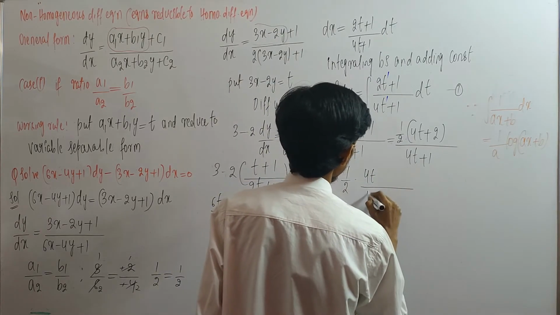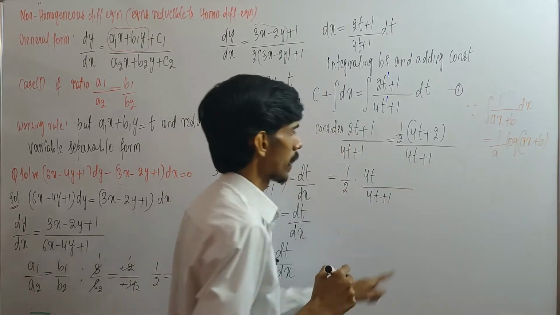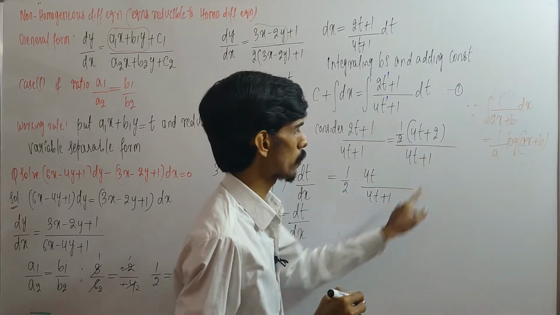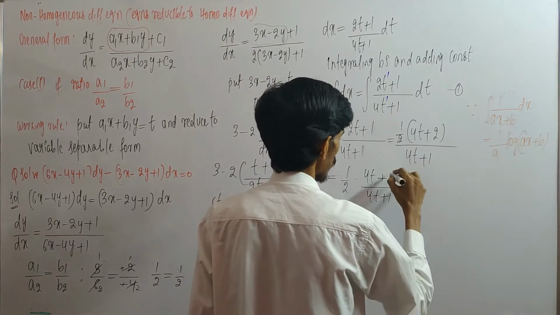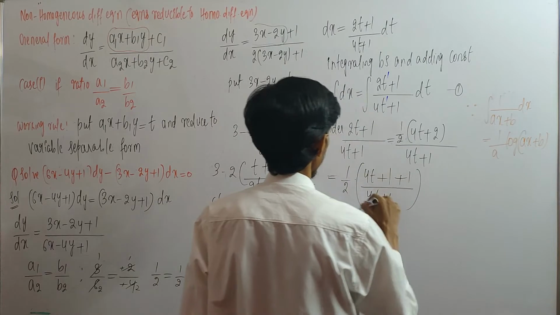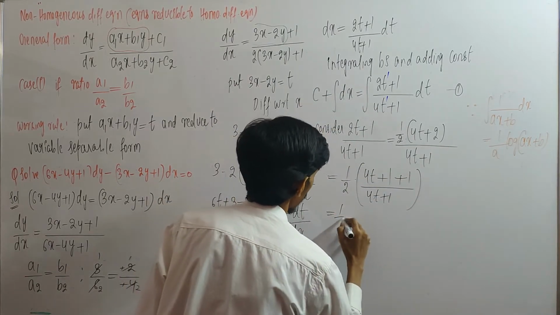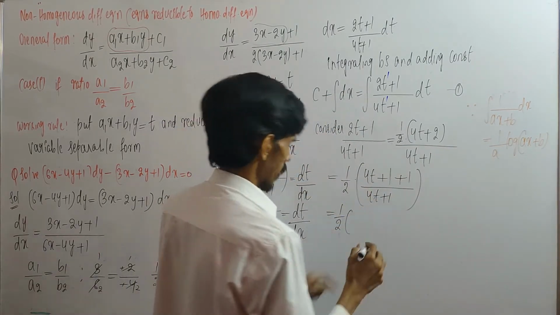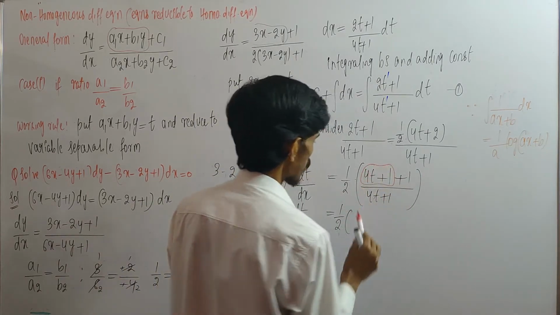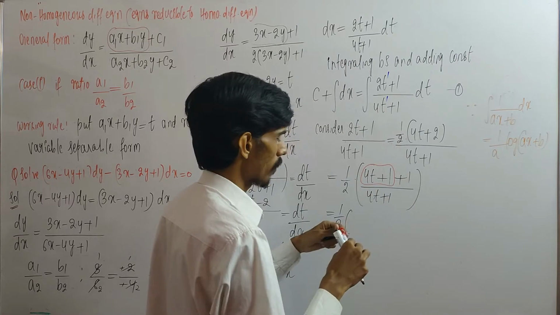4t plus 1. Here we have 4t plus 1, and here we have 4t plus 2. I want 4t plus 1 here also in the numerator. So split this 2 as 1 plus 1. Now this will become 1 by 2 into, now separate this: 4t plus 1 by 4t plus 1, the value is 1.